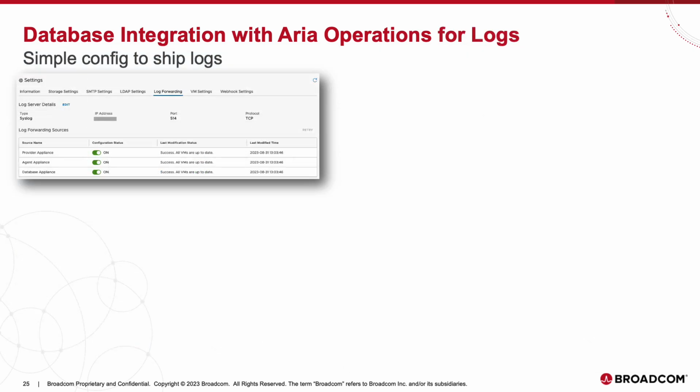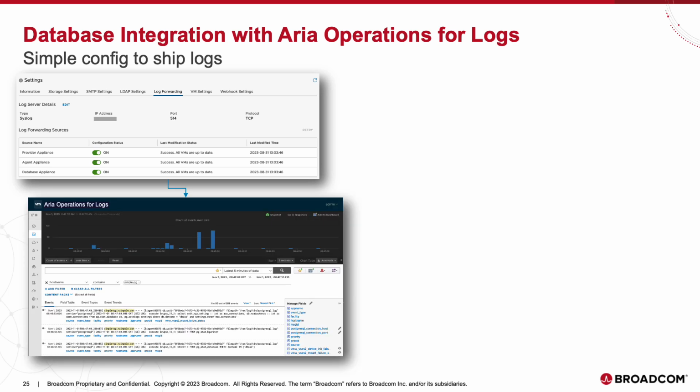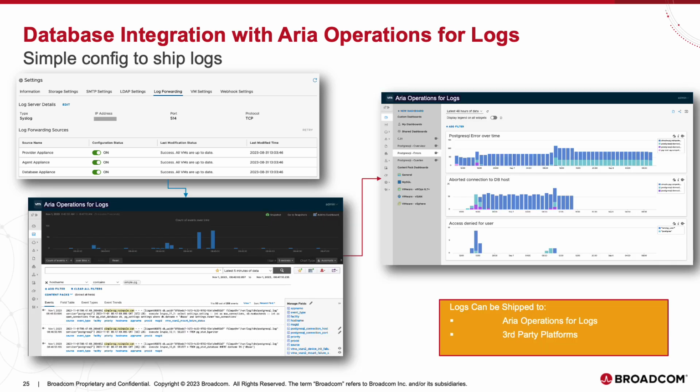Both your provider appliance and data services can use ARIA Operations for Logs as a destination for log shipping. The DSM appliance contains a log inside agent to enable that log shipping. The deployed data services also contain FluentBit, which facilitates collecting, processing, and shipping logs directly to ARIA Operations for Logs. You can then nicely visualize and search on the log information.